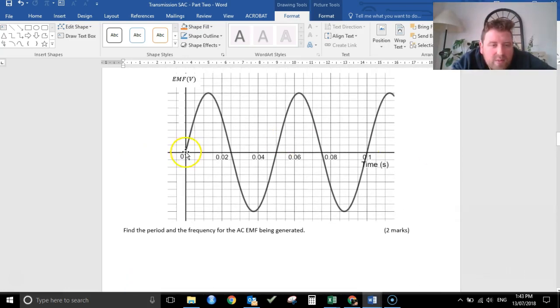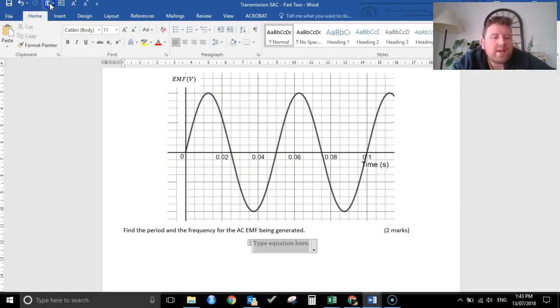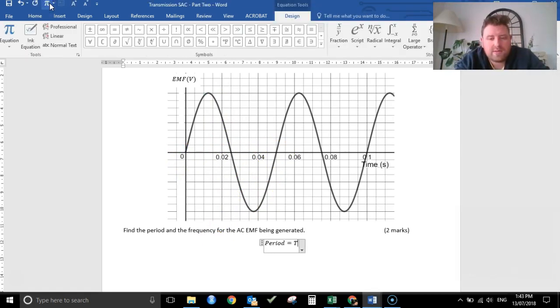The period is going to be one full sinusoid here. So it's going to be from 0 to 0.05. So period equals T equals 0.05 seconds minus 0.00 seconds equals 0.05 seconds. That's going to be our period there. And then the frequency, by definition, is just 1 over the period, which means we're going to get 1 over 0.05 seconds equals, well, 1 over 0.05 is 20, and 1 over a second is a hertz. So we get 20 hertz there.